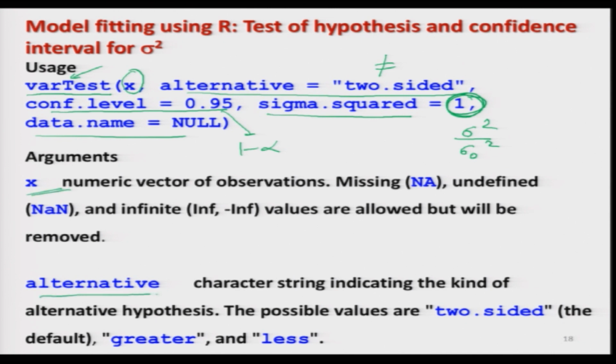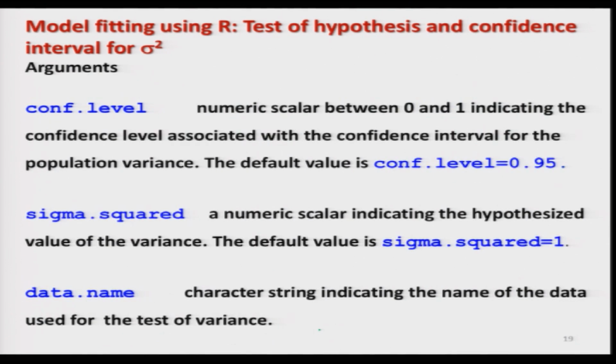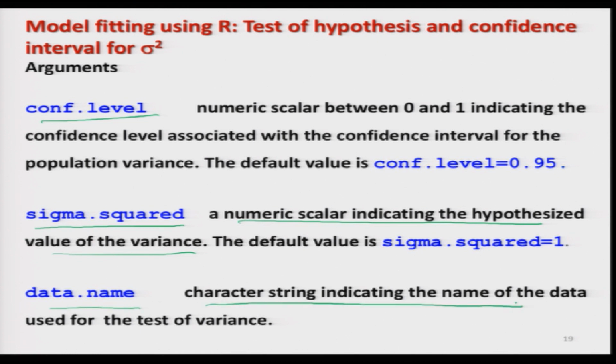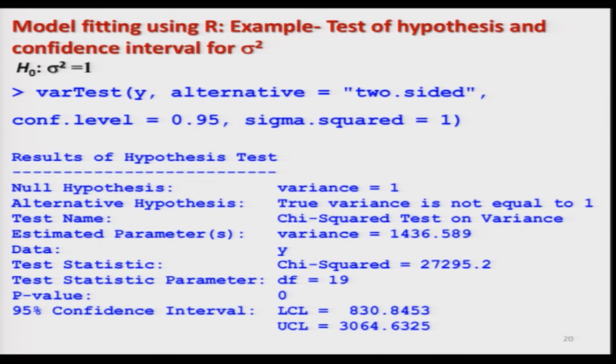x is the numeric vector, and alternative is the character string indicating whether your alternative hypothesis is two-sided or of type greater than or less than. Similarly, the confidence level is a value between 0 and 1, equal to 1 minus alpha, 1 minus the level of significance, and sigma.squared is the numeric scalar indicating the hypothetical value of the variance. And data.name is the character string indicating the name of the data to be used for the test of variance.